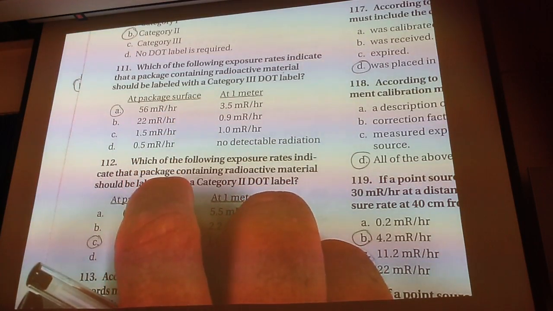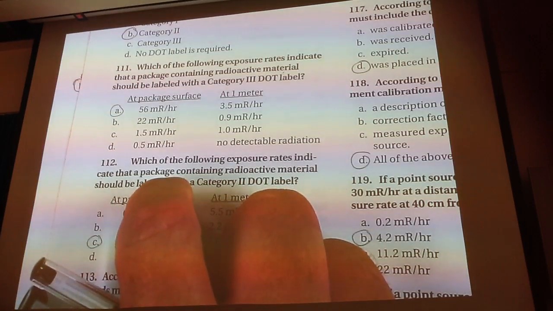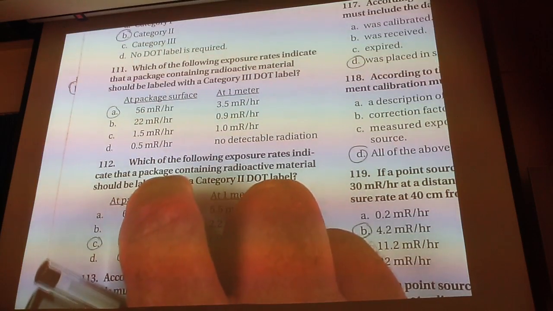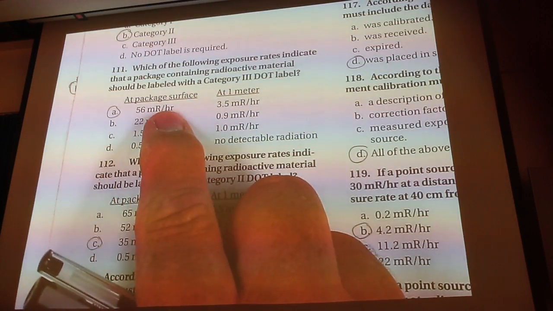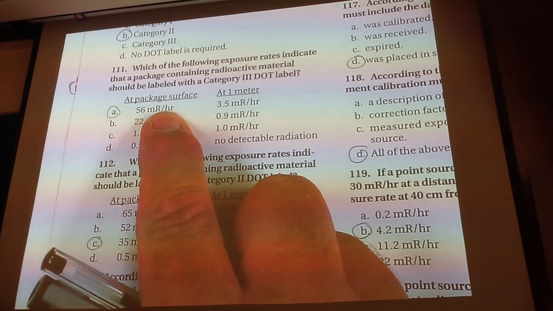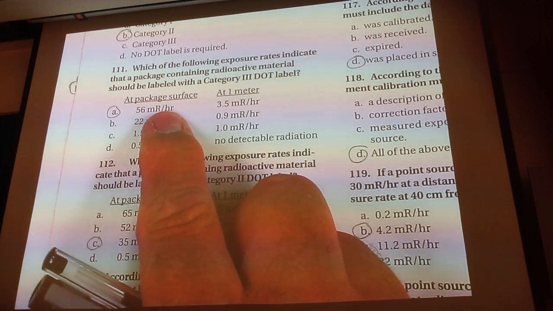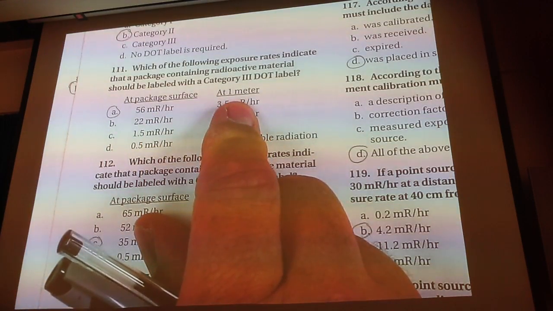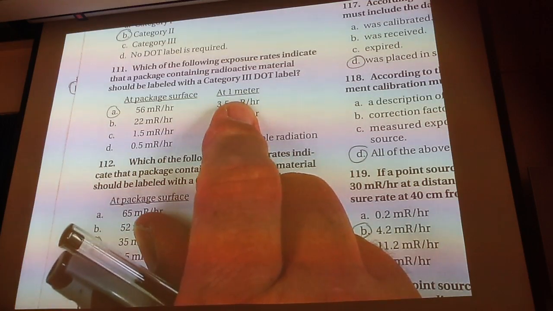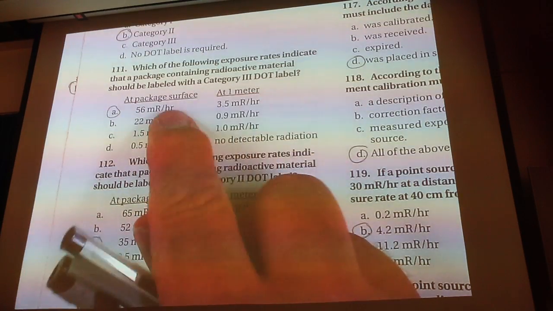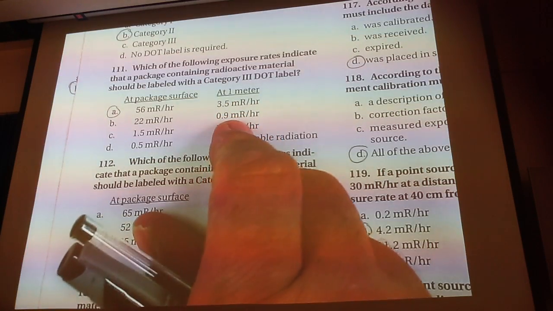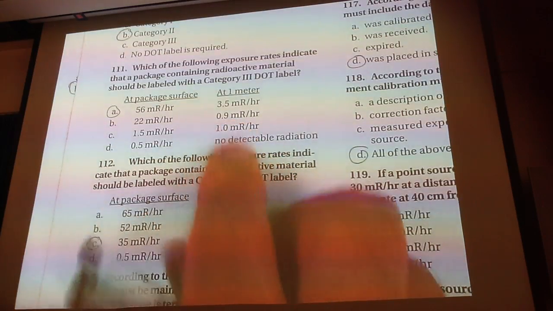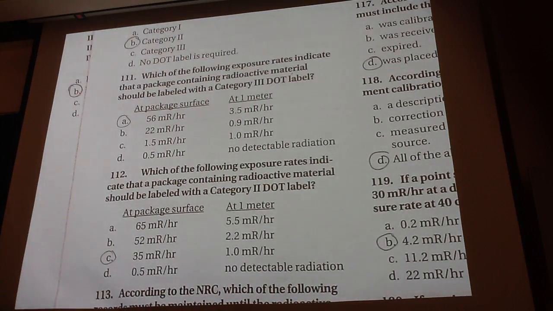Are you guys just kind of making sense? Yes. Okay, so you can imagine that, especially somebody like me asking you questions, I might give you a reading at the surface that is 49 MR per hour, which makes it a category 2, but then at 1 meter, I give you a higher value, so that you would have to make it a category 3. You have to look at both of those. Make sure you read the whole question, okay?